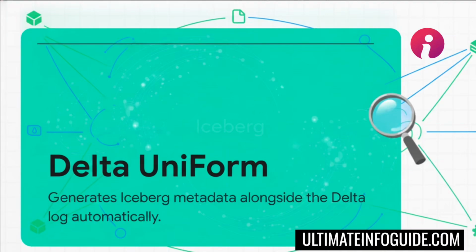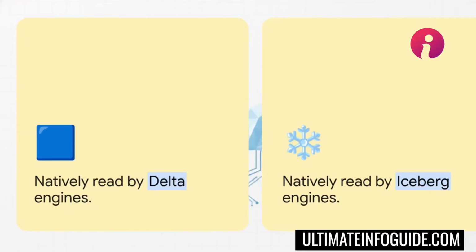Delta Uniform is a feature where Databricks automatically generates Iceberg metadata right alongside your normal Delta log, and it happens entirely in the background. There is no manual pipeline you have to run or babysit. See how beautifully clean this is? You maintain exactly one set of Parquet files. One single source of truth.